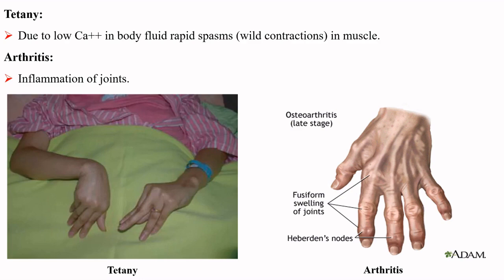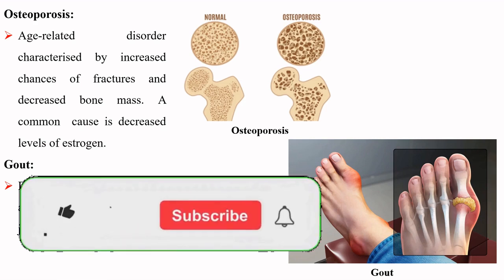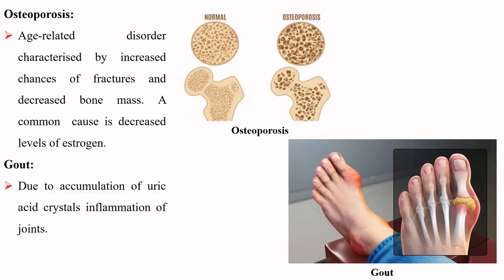Arthritis, inflammation of joints. Osteoporosis, age-related disorder characterized by increased chances of fractures and decreased bone mass. A common cause is decreased level of estrogen. Gout, due to accumulation of uric acid crystals, inflammation of joints.